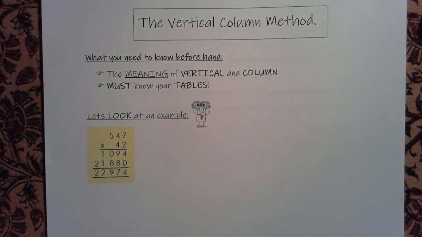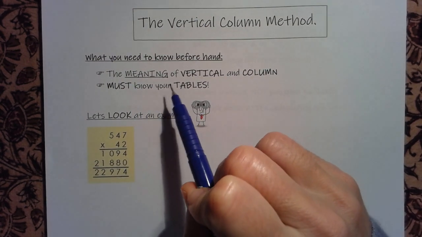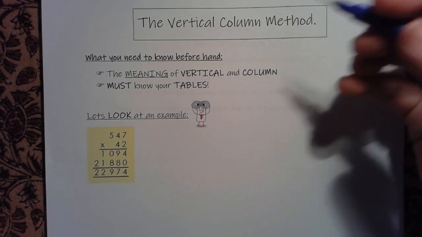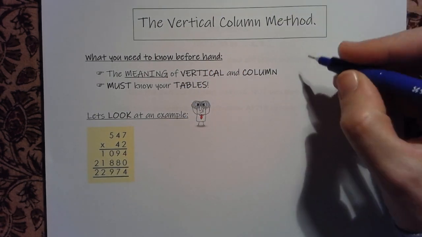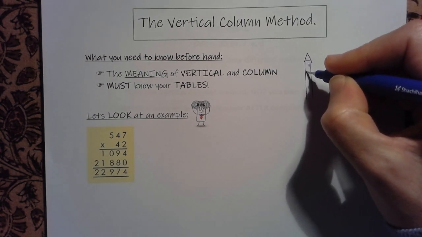This is something that the children should know what it is about. We're just going to be multiplying with bigger numbers now. Please remember what you need to know beforehand is the children need to know the meaning of the word vertical and column. So if I think of an example of something that's vertical, I will think of a tower.